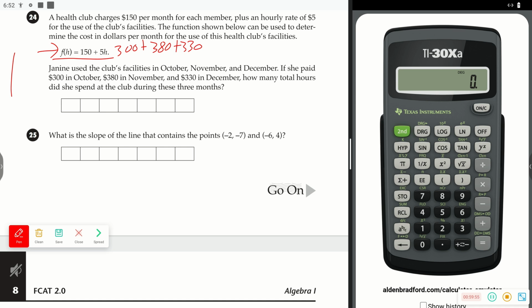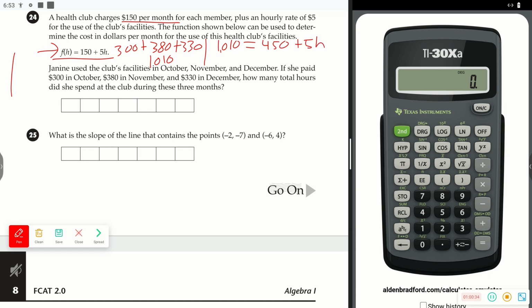If we add all of those together, we get a value of 1010. So we have to set 1010, I'm just going to do it here, 1010 equal to the 150. That was the charge per month, but since we have 3 months, we have to multiply that times 3. So 150 times 3 is going to be 450, and then plus 5h stays the same, so plus 5h.